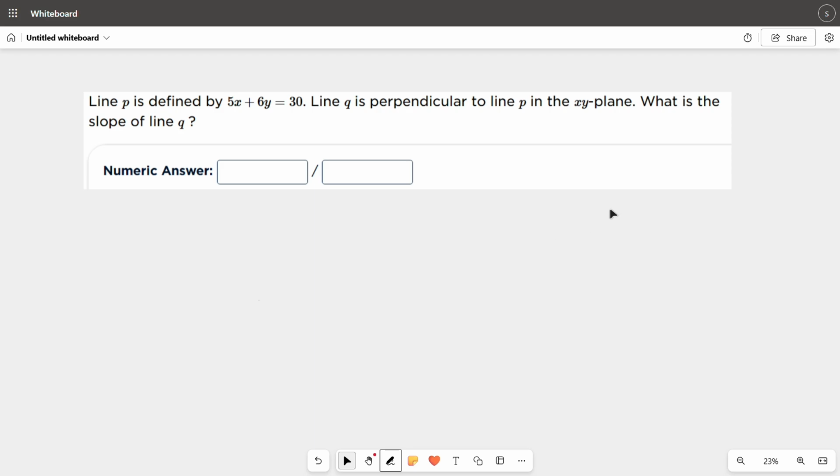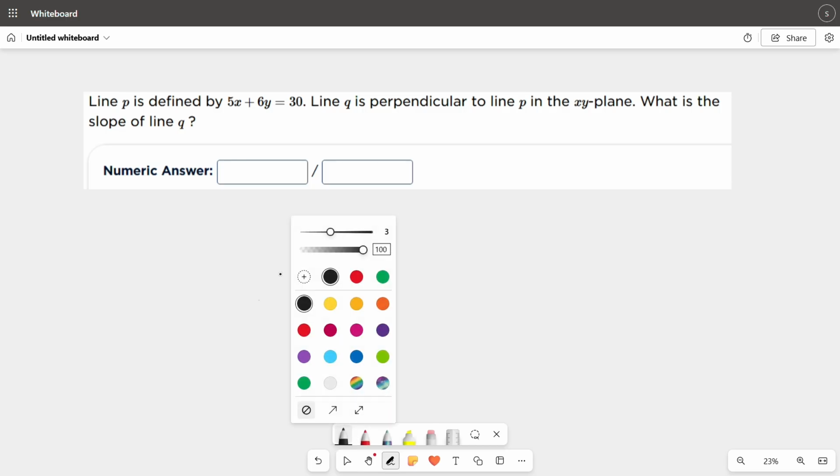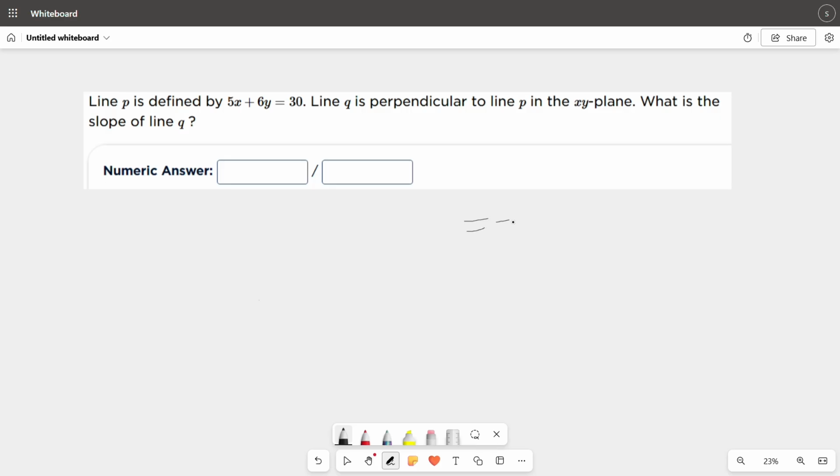Line P is defined by 5x plus 6y equals 30. Line Q is perpendicular to line P in the xy plane. What is the slope of line P? Okay, so we know that if two lines in an xy plane are perpendicular, then their slopes multiply to equal -1. And for now, let's change this equation into y equals mx plus b.